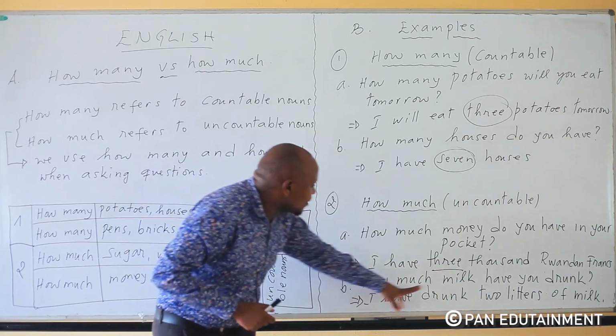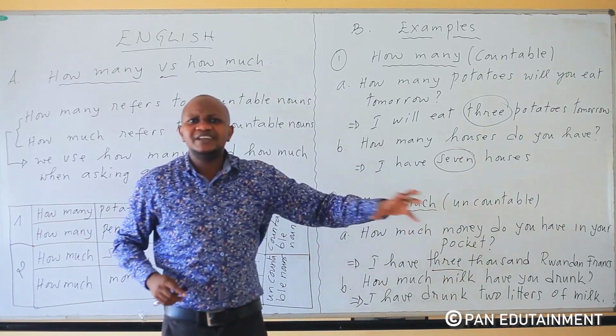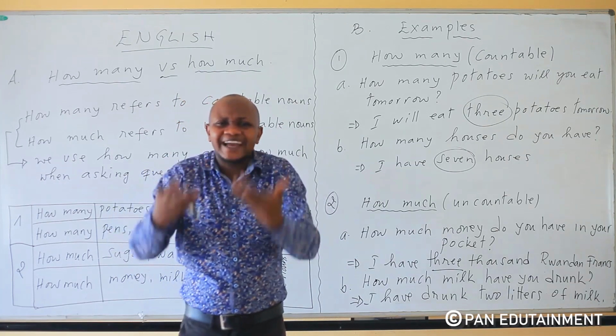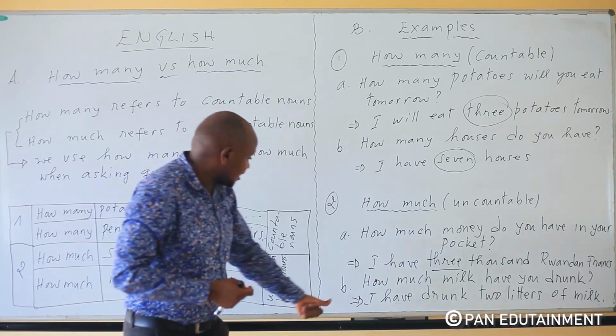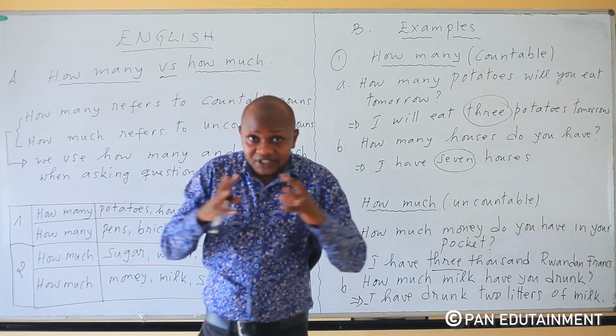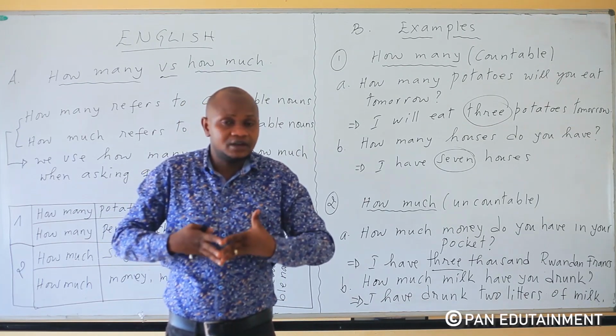Here you can say, how much milk have you drunk? Wanyoye amata angahe? How much milk have you drunk today? Okay, you can say, I have drunk 2 liters of milk. Nanyoye litre ebyiri z'amata. How much? Okay, I have drunk 2 liters of milk.